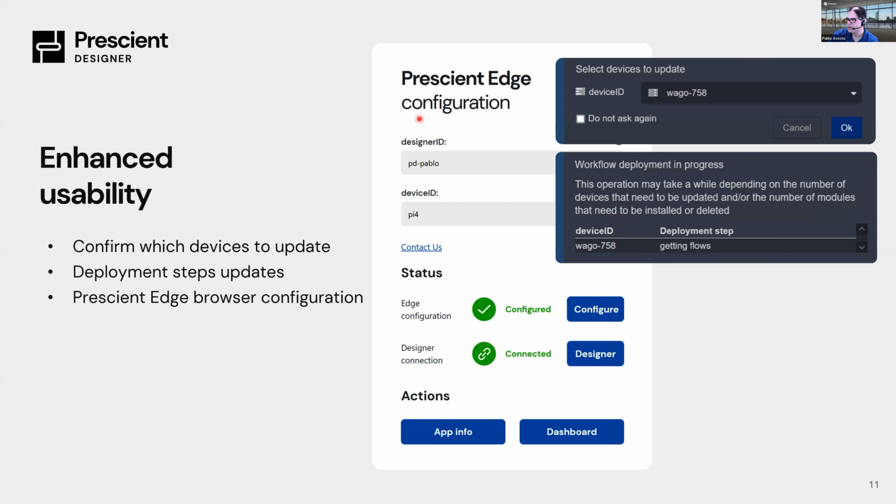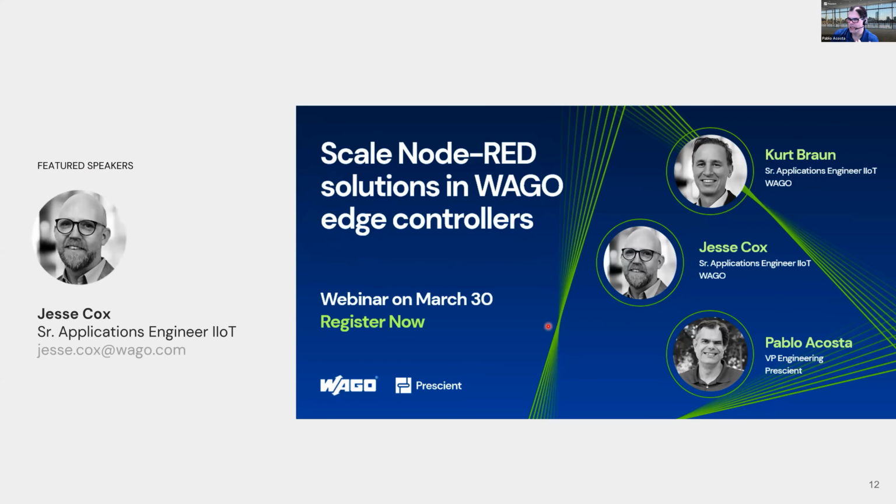But if you have one or two Z devices and you want to just see what the configuration is or configure it in a more graphical way, now we have a browser-based configuration where you can get the designer ID, the device ID, and you have some system information too. So a user-friendly way to configure the device. So those, in essence, are the features that we have.